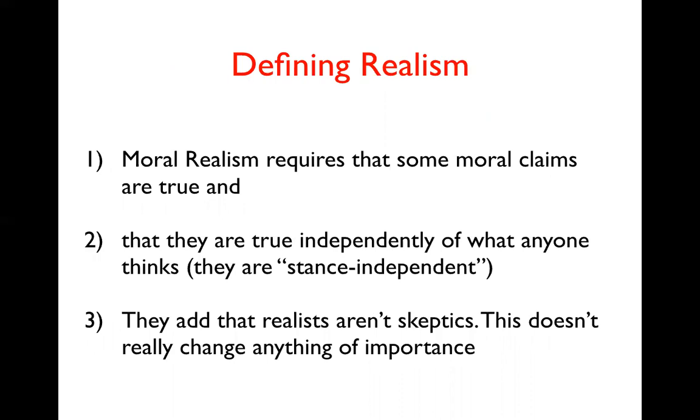It's divided into 5 sections. The first section, they basically are just framing the problem. They're setting it up. They're defining realism right away. Now, they define realism at the beginning just like Elliot Sober does. It requires that some moral claims are true. So that rules out what Sober calls subjectivism, or what you might call nihilism or error theory. And importantly, they're true independently of what anyone thinks. That is, they're stance independent.